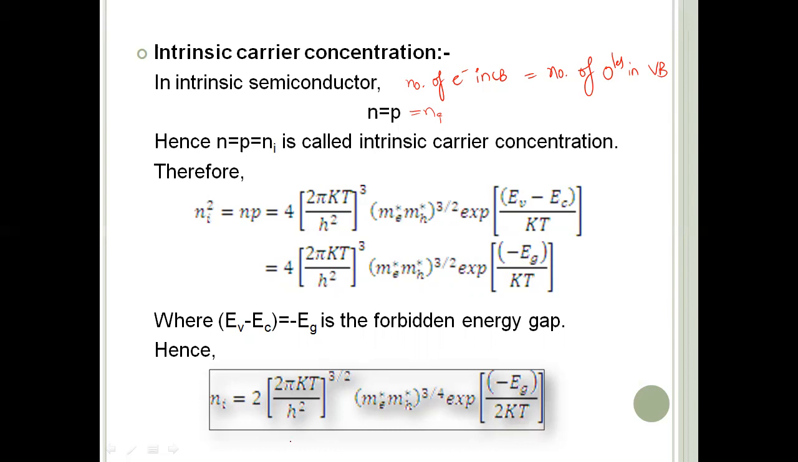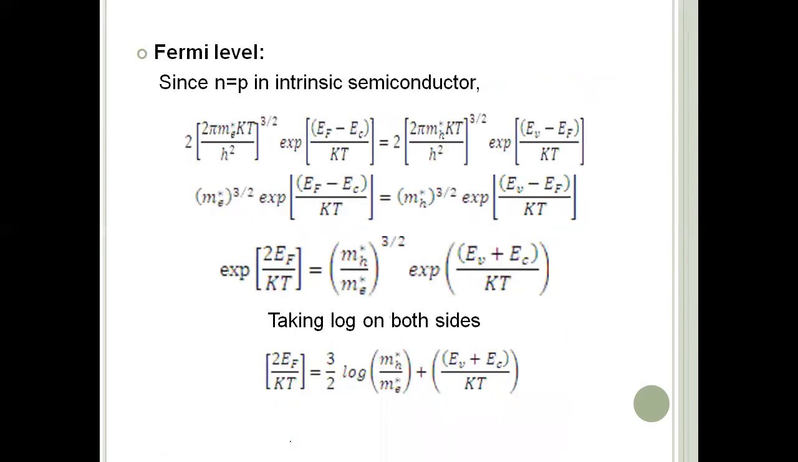Now from this, let us derive an expression for the Fermi level, that is Fermi energy. Again the same condition, that for an intrinsic semiconductor the number of electrons in the conduction band is equal to the number of holes in the valency band. Now on both sides you can cancel 2, and also 2 pi, and kT. All these are constants which are the same on both sides, h square. So you are left with me star power 3 by 2 exponential function is equal to mh star power 3 by 2 exponential function.